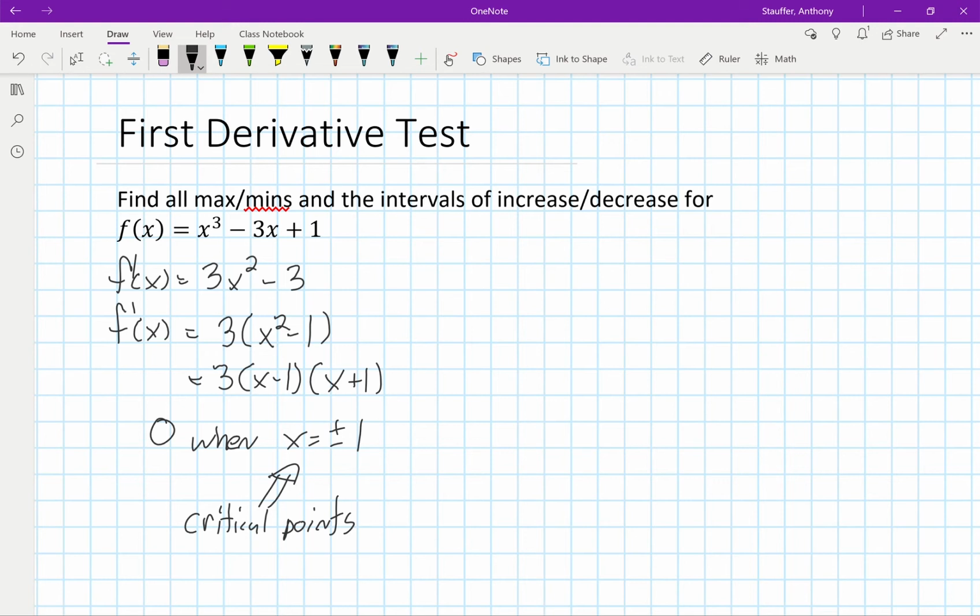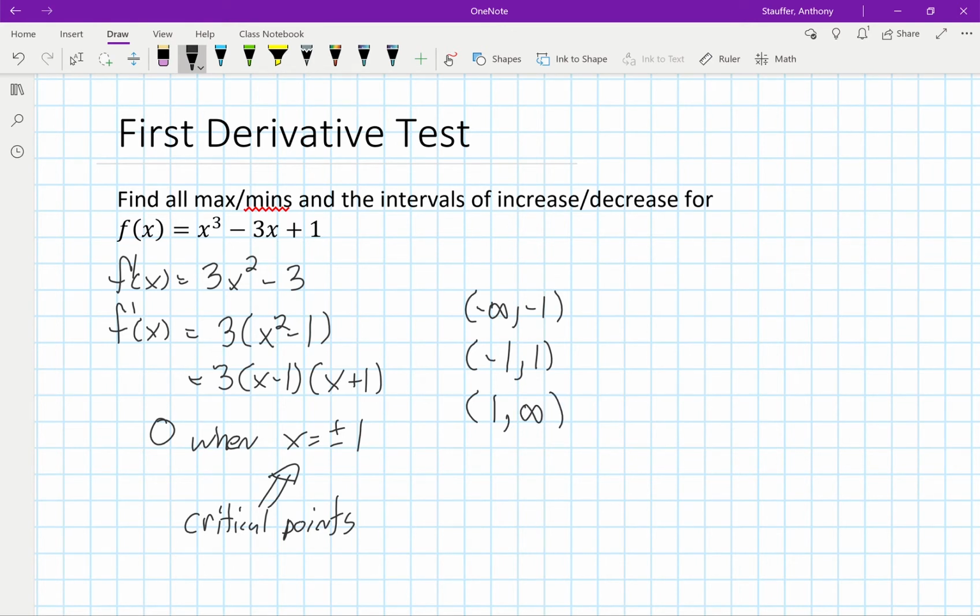From there, I'm going to use this chart method. The chart method is a very common way of looking at these things, and it will become very valuable to us when we get to the curve sketching part. First thing I'm going to do is create my intervals. If plus or minus 1 are the places where I can change, that means my intervals will be negative infinity to negative 1, negative 1 to 1, and 1 to infinity.